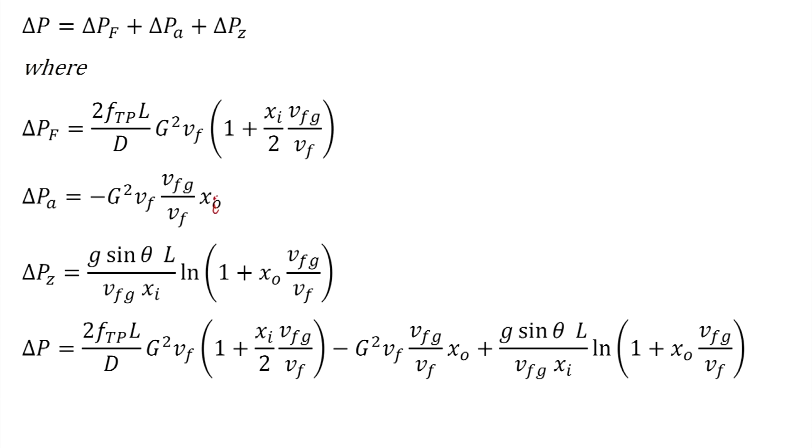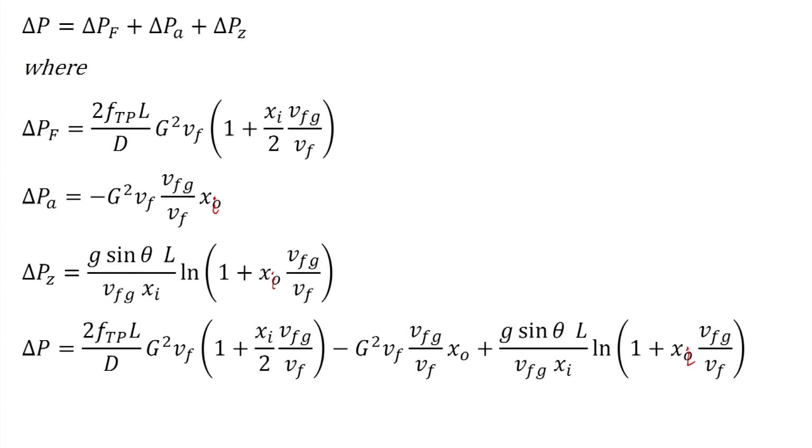This should be Xi, here also Xi, and here also Xi. Okay. So, the pressure drop due to acceleration is negative in this case. That means there is pressure rise due to acceleration. Okay.